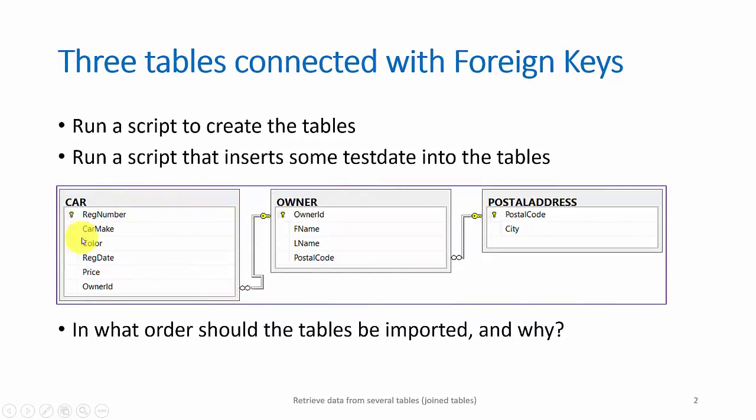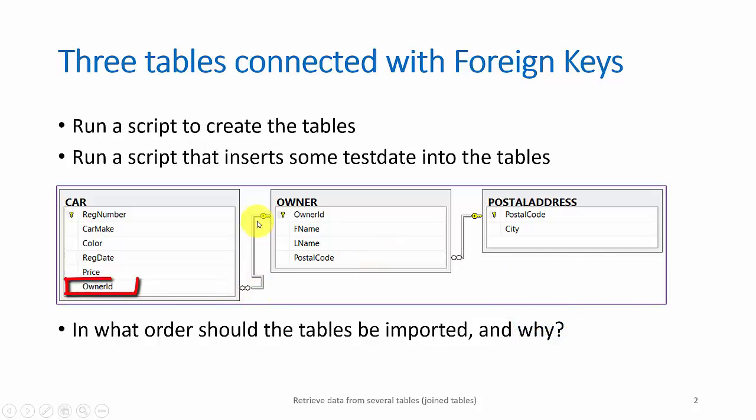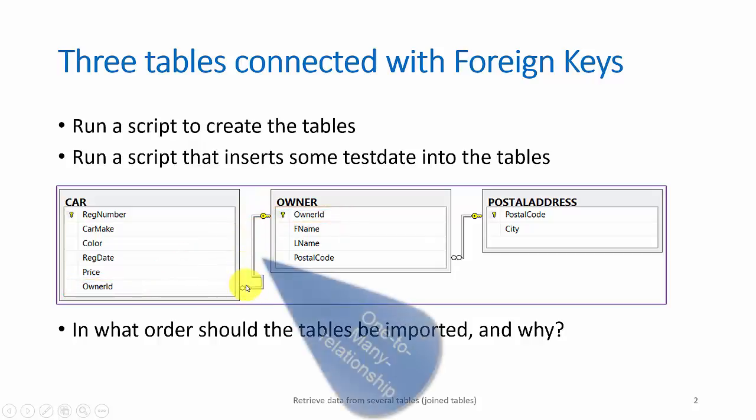In this example, we will use three tables. It will be car, owner, and postal address. The tables are connected through foreign keys. One owner will always have one postal code, like we see here, while one postal code can be used by many owners. So this is a typical one-to-many relationship. And here we have that one car can be owned by only one owner, while one owner can own many cars. So this is also a one-to-many relationship.